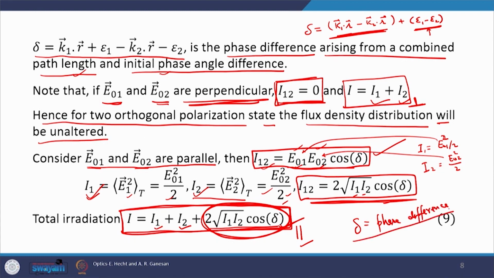Now, what are the values of delta which will give maxima, minima? These are things we will analyze in our next class. This is the final expression which we obtained today, and I stop my lecture here. In the next class, we will move further from equation number 9, analyze it for different values of delta, and we will see what type of fringe pattern we get.